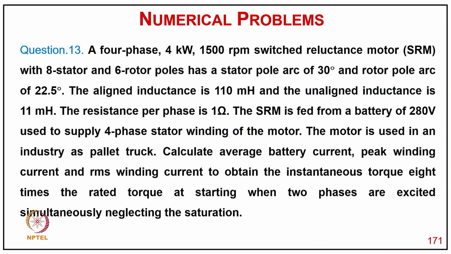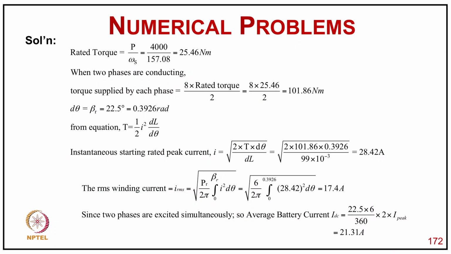Now coming to question 13: a 4-phase, 4-pole, 1500 rpm reluctance motor with 8 stator poles and 6 rotor poles has a stator pole arc of 30 degree and a rotor pole arc of 22.5 degree, inductance 110, the resistance is 1 ohm. The SRM is fed from 280 V supply. Calculate the average torque, peak torque and RMS current to obtain the instantaneous torque 8 times the rated at starting, with 2-phase excitation. So rated torque is P/ω, 25.46.